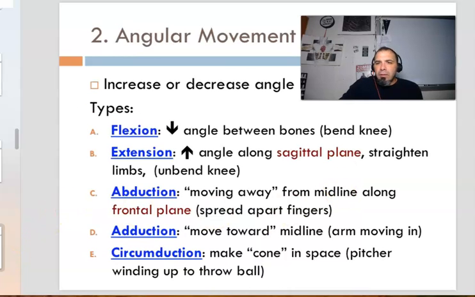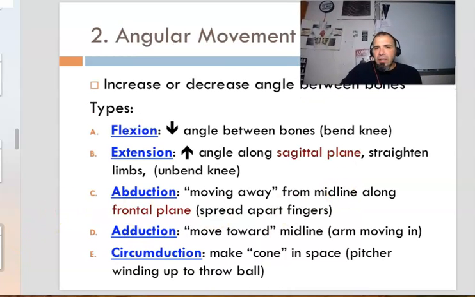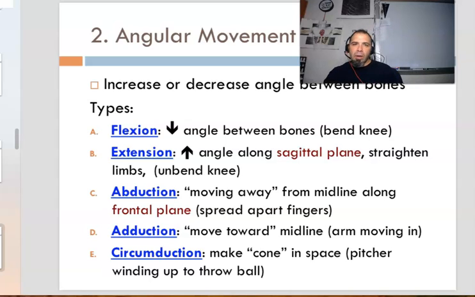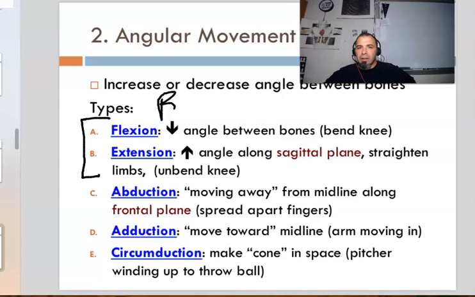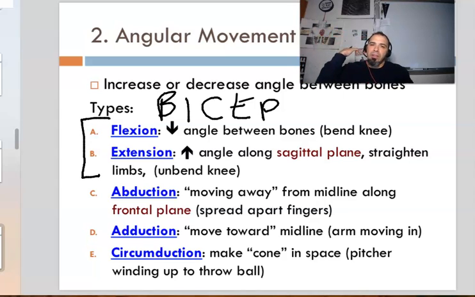Angular movements, in terms of the angular movements, these increase or decrease the angle. So what I did in class, and what I would have you probably do, is kind of bracket these. So flexion and extension tend to go together. The flexion will decrease the angle between the bones. And so when I think of flexion, I'm going to write the bicep. The bicep is a good example of flexion and extension. So bicep flexion decreases the angle, extension increases the angle along a sagittal plane. So flexion and extension go together.